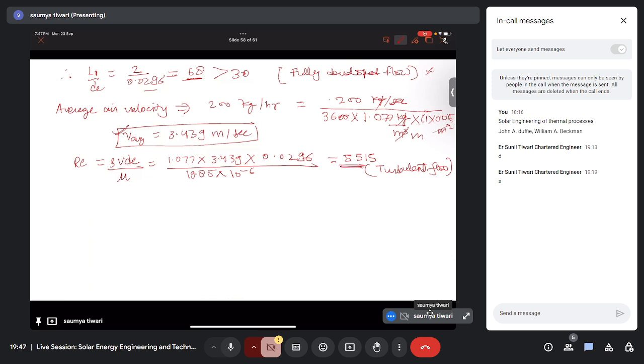Now assuming that we have a smooth surface of the duct for a fully developed flow, so we have a fully developed turbulent flow, right?